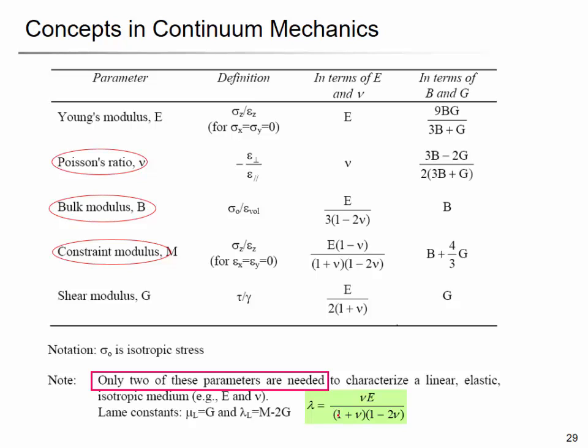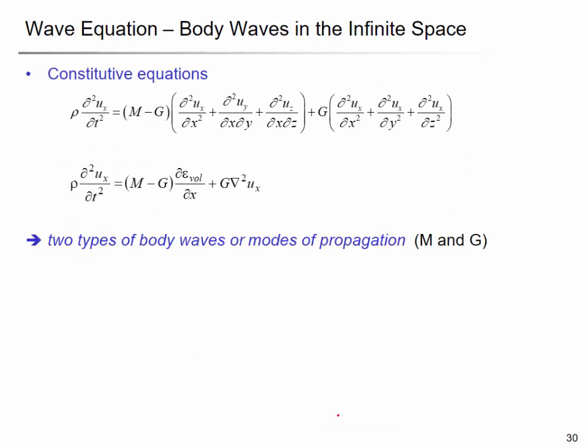And why are we learning this? Because each modulus can be correlated to the wave motion. For example, P wave motion is related to the constraint modulus, right? And the shear wave motion is related to the shear modulus. And depending on the boundary condition, the other modulus can be correlated. So for the body wave, I'm not going to detail the equations here. I just want to explain the P wave, the S wave, and the surface mode.